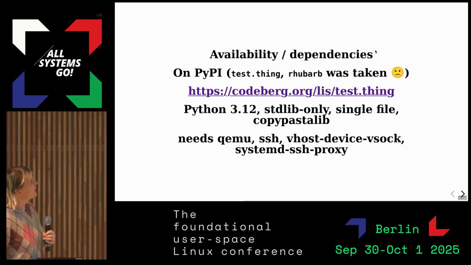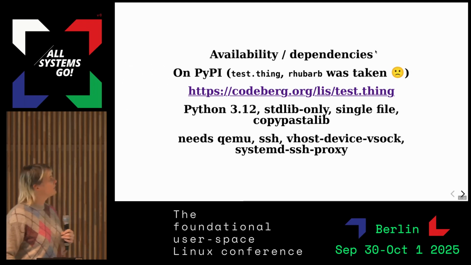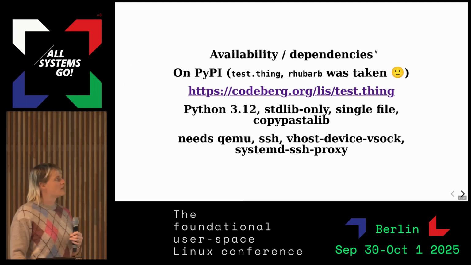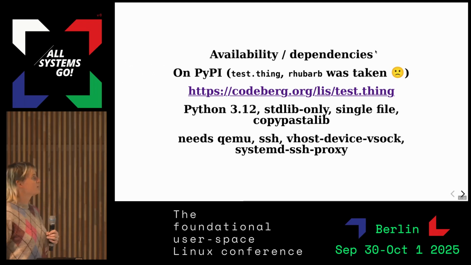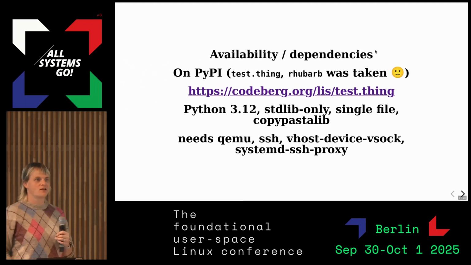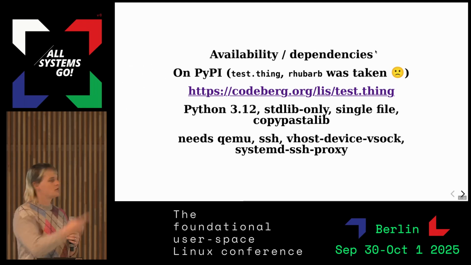So yeah, here's where you can get it from. You can do pip install test.thing. The repository is on Codeberg. And the one thing that really makes it useful for Cockpit, and how we intend on using it, is that it's just a single file. So you get your testing.py, you copy it into your project, and you basically use it as a vendor library. It's only standard lib in terms of Python dependencies, but obviously you need a couple of things in your path for it to work properly.